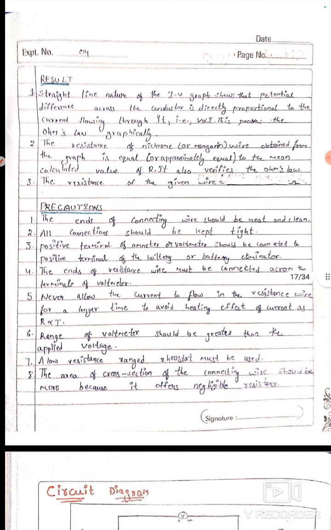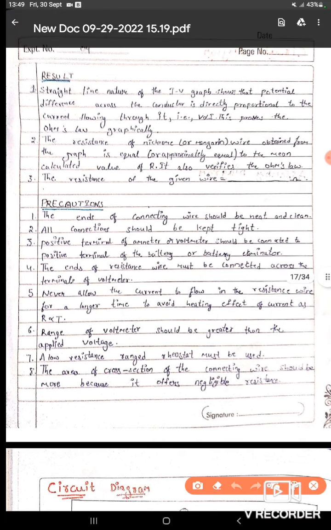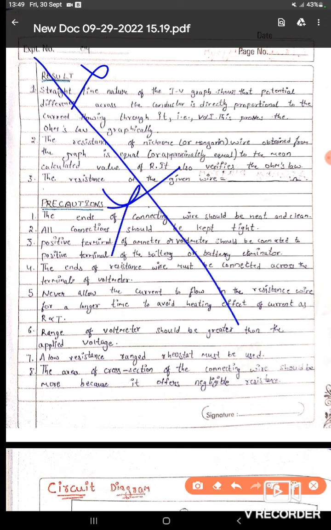Result and the precautions: I already told you. For every experiment, you must mention the result, it is mandatory, and you should also maintain the precautions. If you do not mention the result and the precautions, the experiment will not be valid.